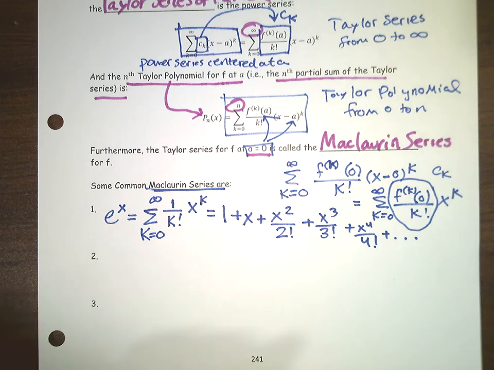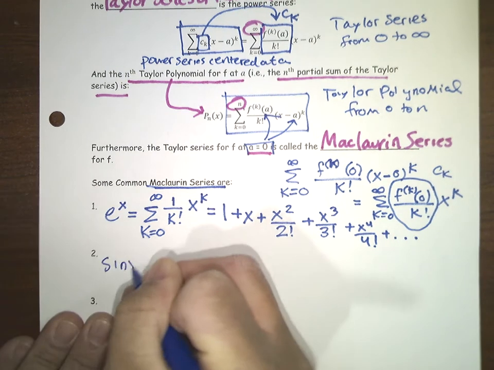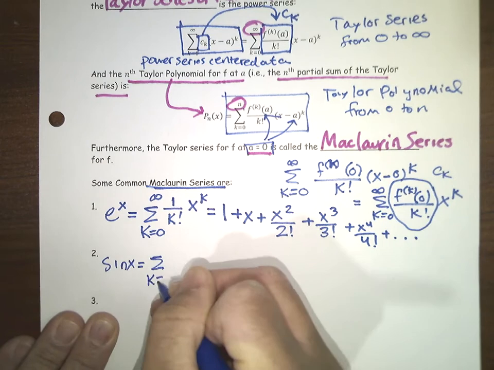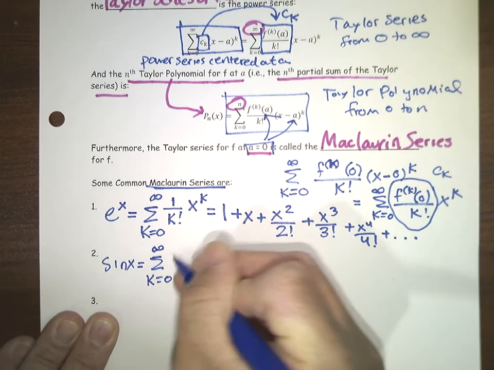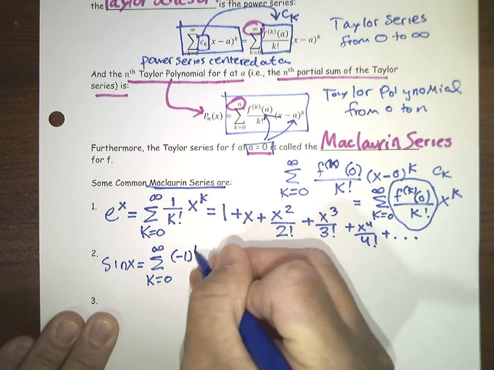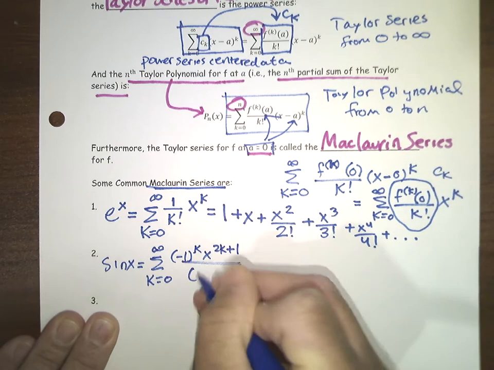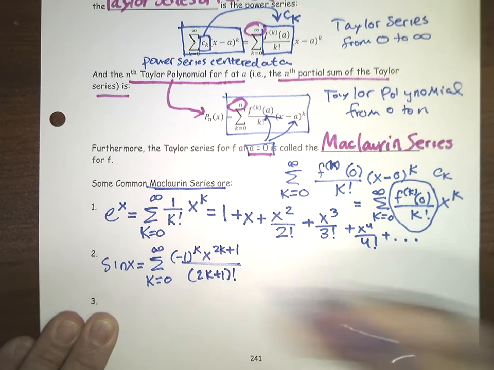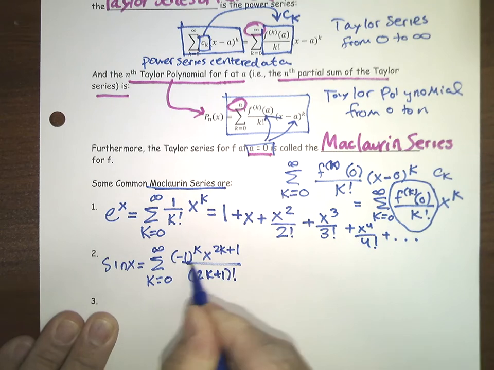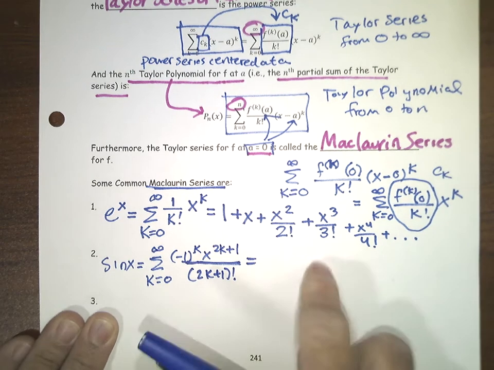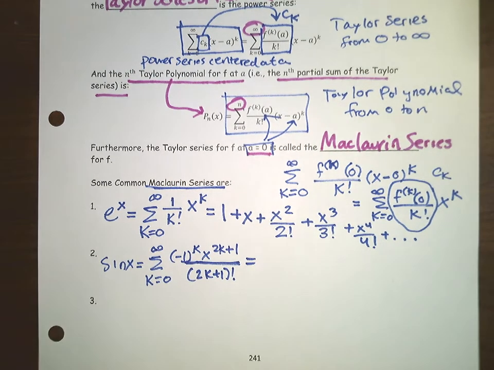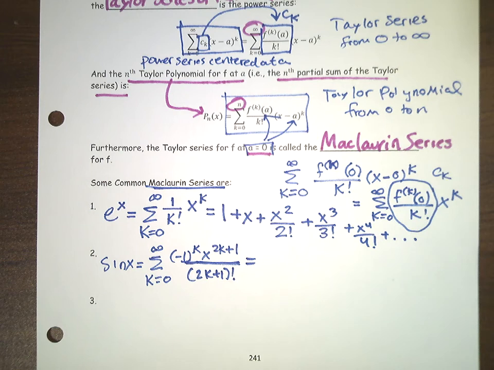All right. So then the sine of x is the sum, k equals 0 to infinity, of (negative 1)^k times x^(2k+1) over (2k+1) factorial. Again, you could expand this out to prove that it is what I am about to say, but it's just that this is one of the common series.